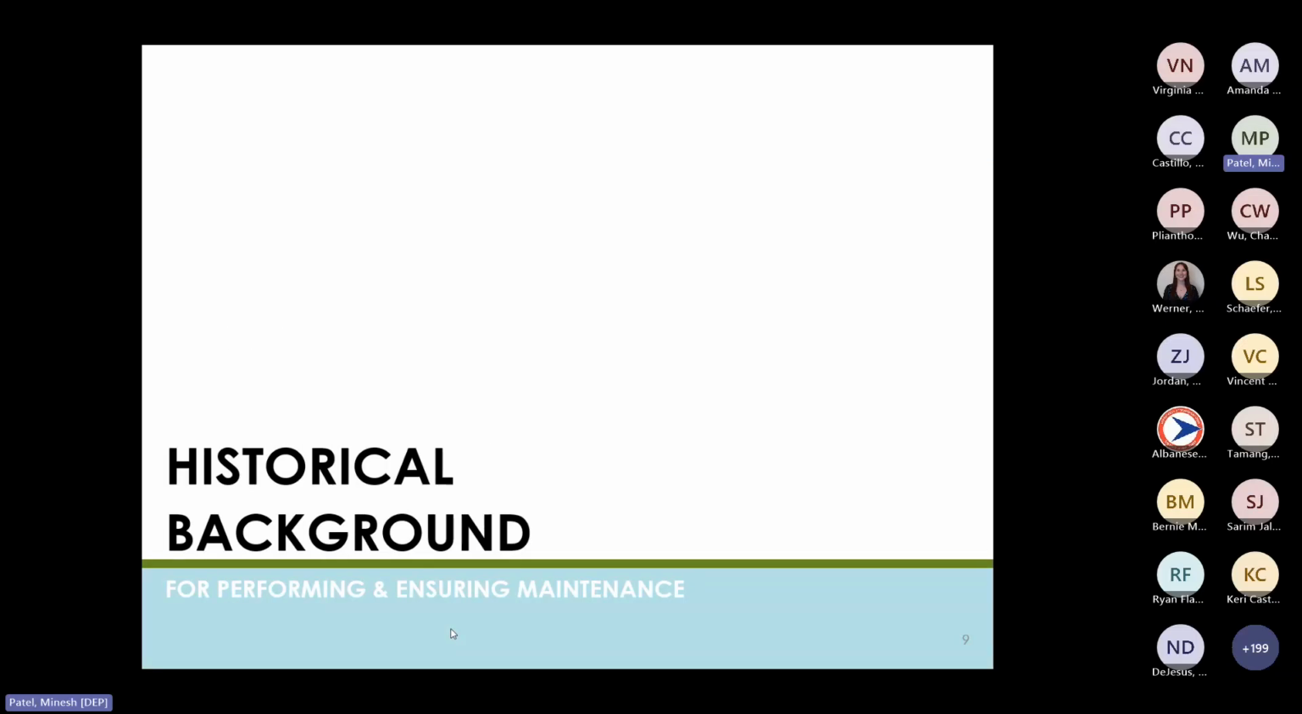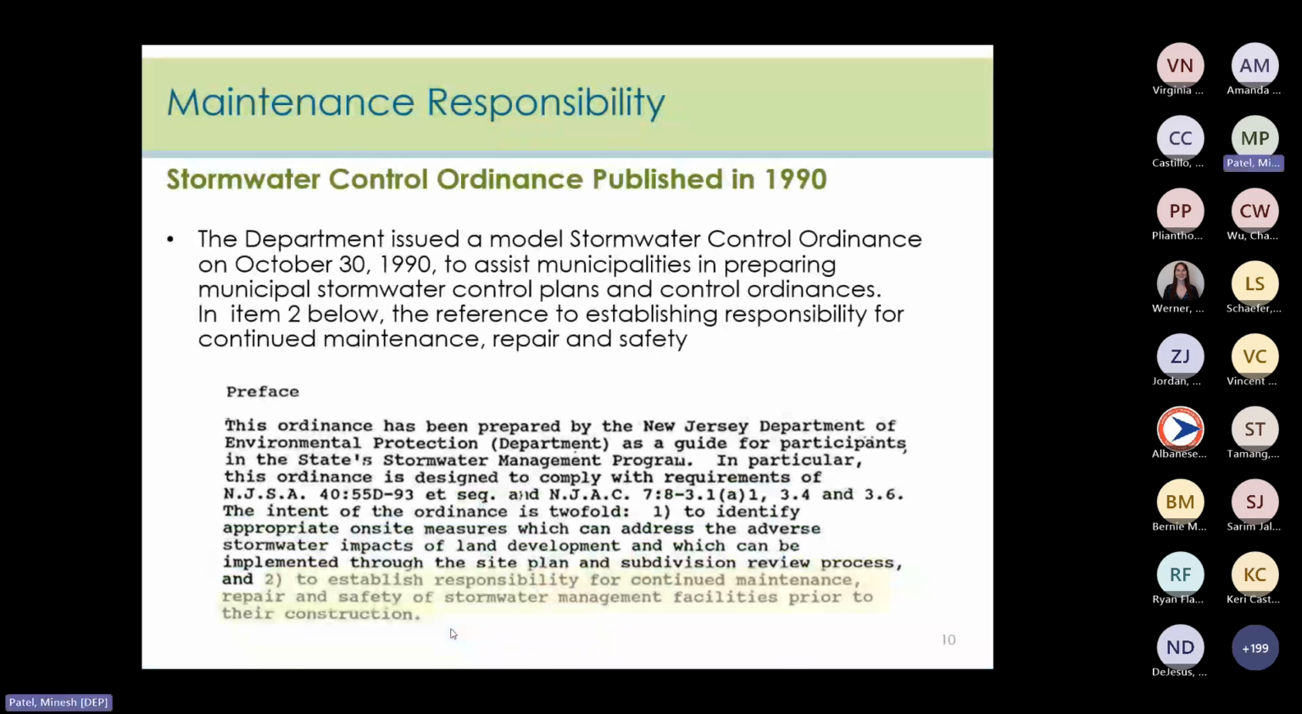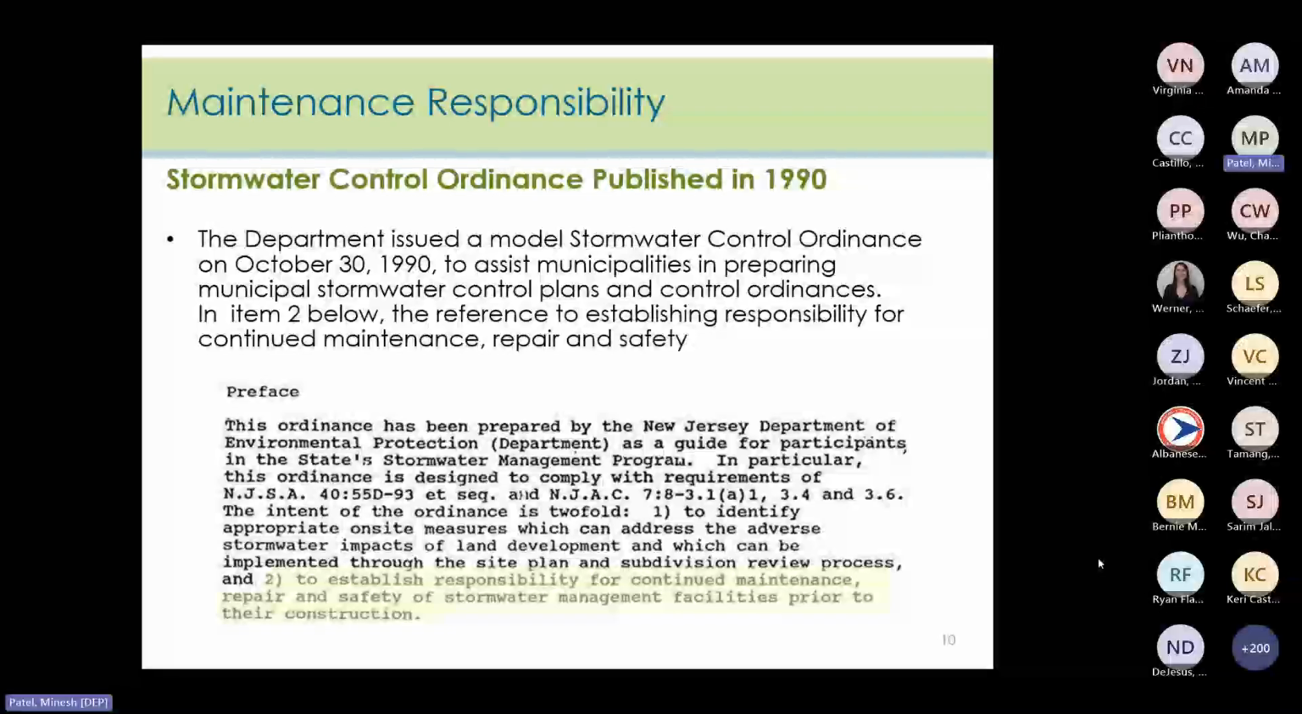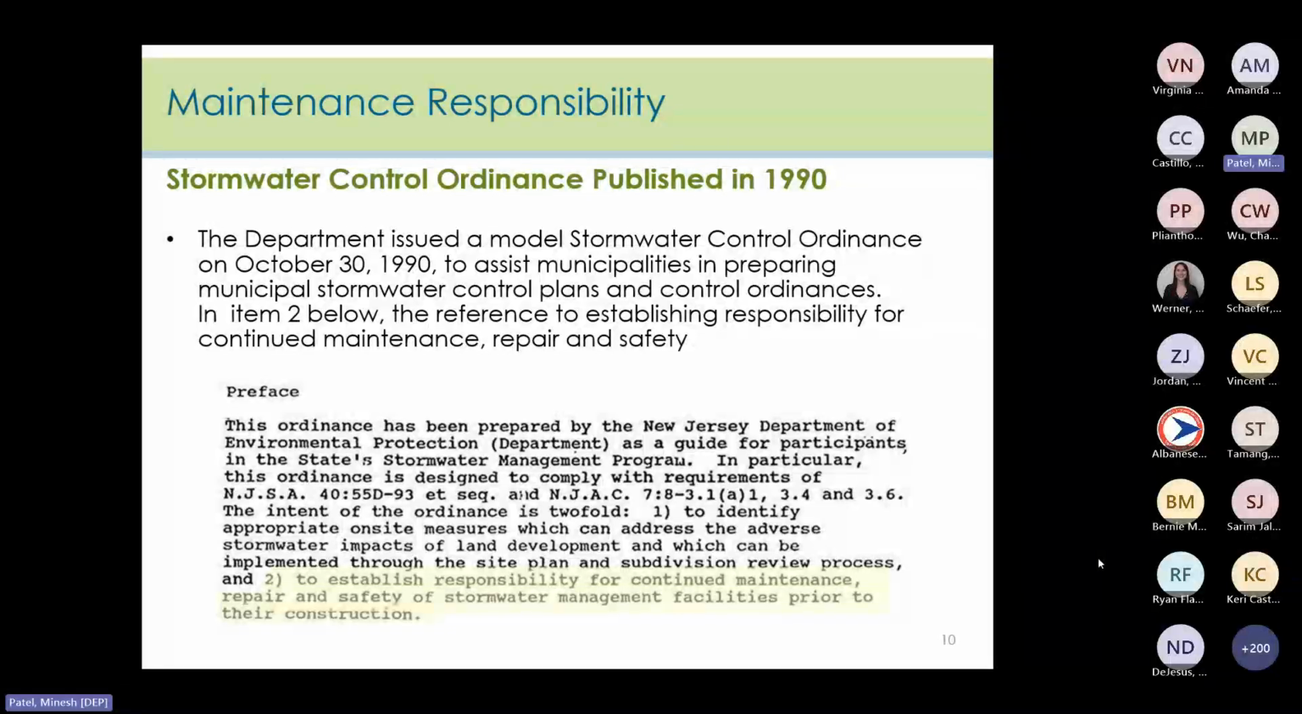So now let's take a look at the historical background for performing maintenance. The responsibility to perform maintenance is not a new requirement, as you can see from the 1990s Stormwater Control Ordinance model. The ordinance is designed to comply with the maintenance requirements in the stormwater management rules. An intent of this was to establish responsibility for continued maintenance, repair, and safety of stormwater management facilities before they're even constructed.